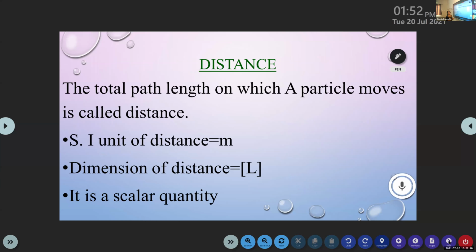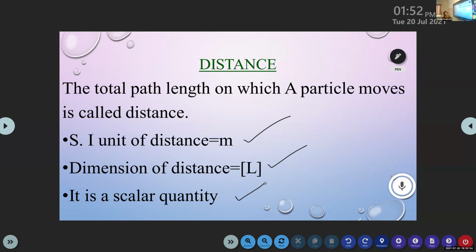The total path length on which a particle moves is called distance, or the total path length covered by the object is called distance. And the SI unit of distance is meter. The dimension of distance is L, capital letter L, put inside a square bracket. Because the distance is nothing, it is the total path length. The dimension of length is L. So here the dimension of distance is L. And it is a scalar quantity. Distance is a scalar quantity.